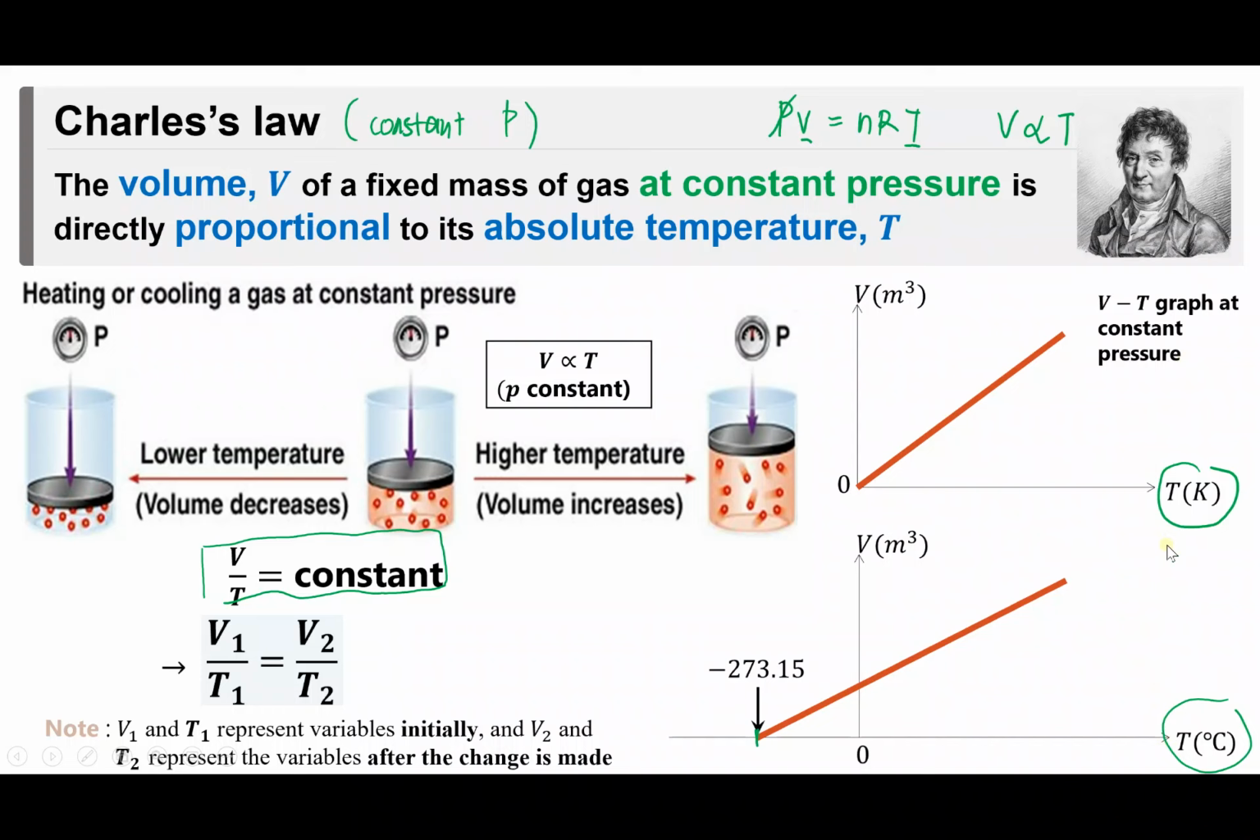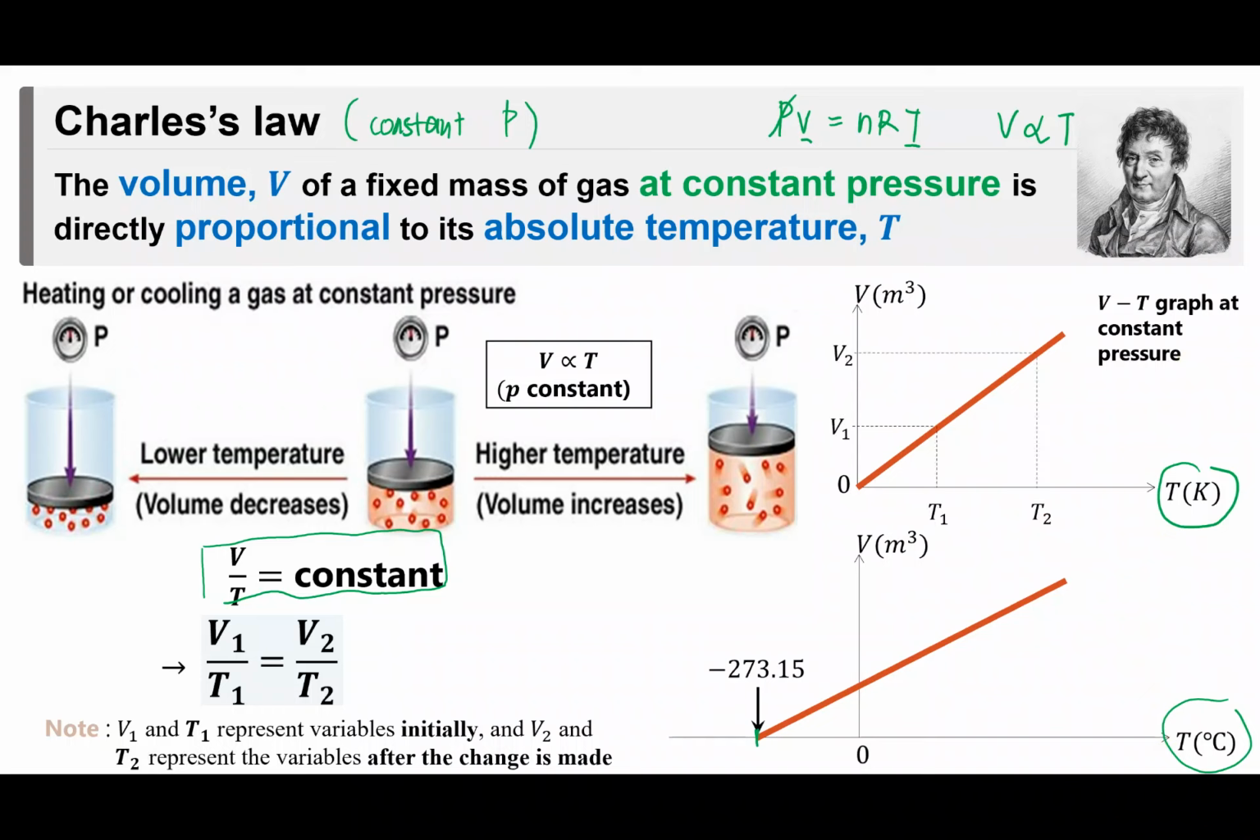So, be very careful kalau dalam soalan tanya which graph is correct when the volume against the temperature in degree Celsius. So, you kena make sure lah betul-betul benda tu. Okay, so itu Charles law, constant pressure.